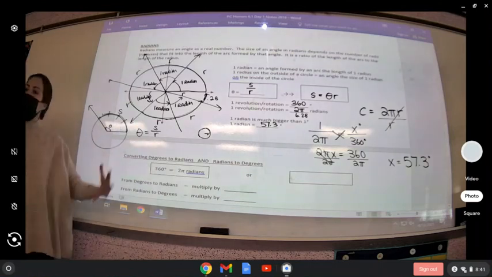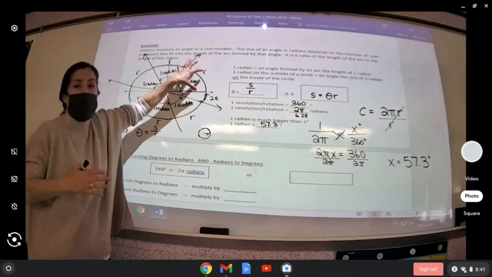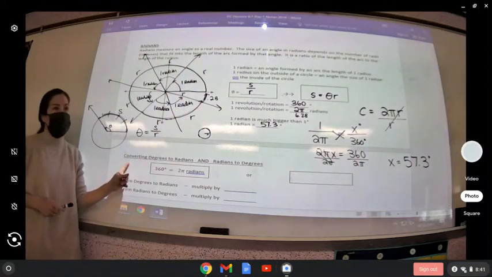All right, so there we go. So that's a radian, so we've got to get used to that, all right? So for every radius that fits on that arc, there is an angle the size of 1 radian. All right, so here are our conversion factors.